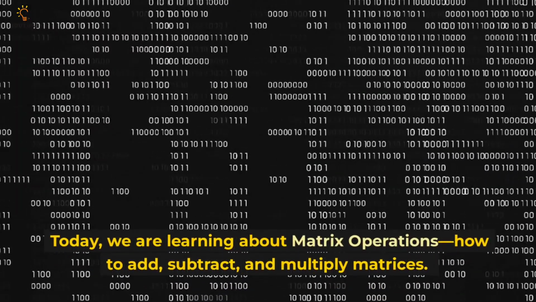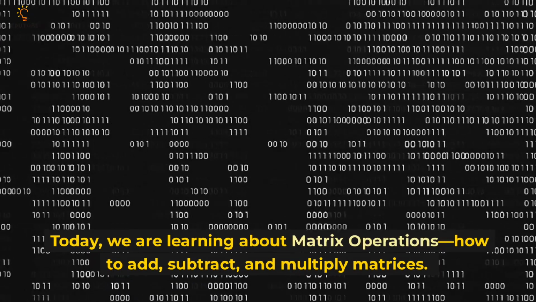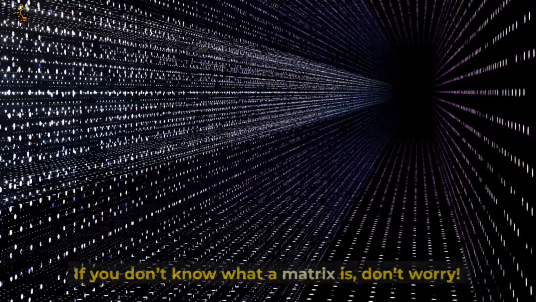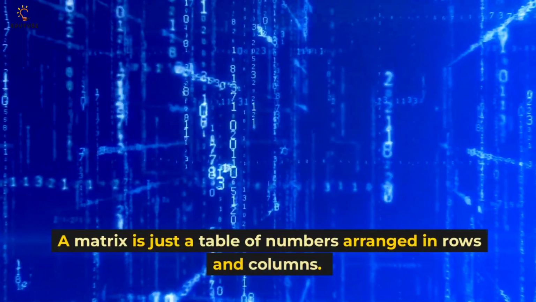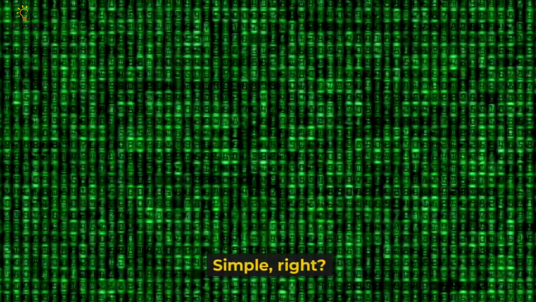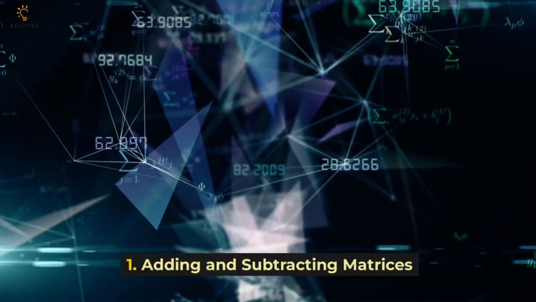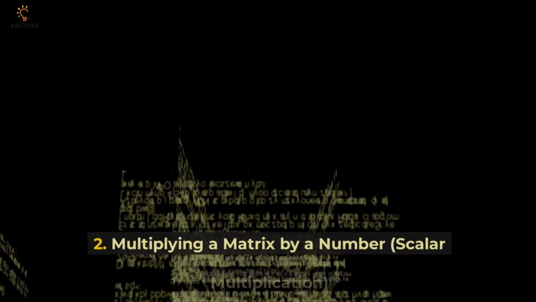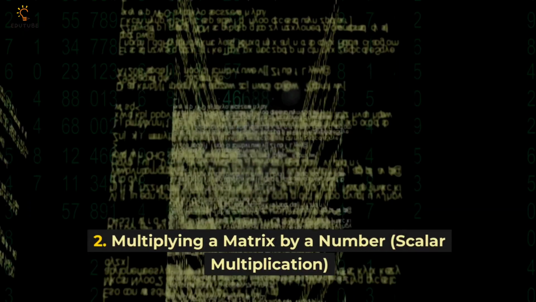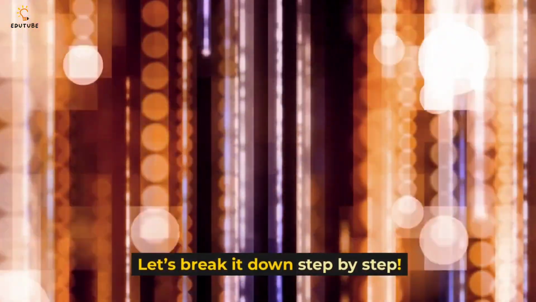Today we are learning about matrix operations, how to add, subtract, and multiply matrices. If you don't know what a matrix is, don't worry. A matrix is just a table of numbers arranged in rows and columns. Simple, right? We will cover 1. Adding and subtracting matrices. 2. Multiplying a matrix by a number, scalar multiplication. 3. Multiplying two matrices. Let's break it down step by step.